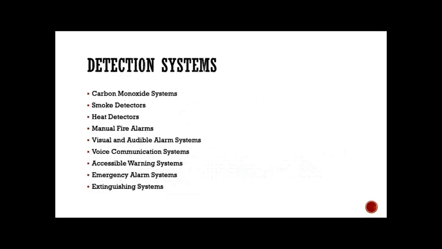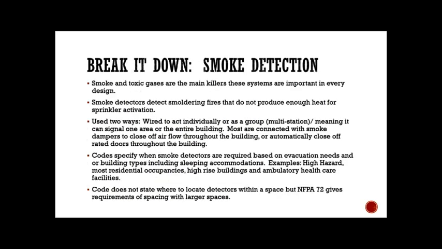So we have detection systems. They may be carbon monoxide systems, smoke detectors, heat detectors, manual fire alarms, visual and audible alarm systems, voice communication systems, accessible warning systems, emergency alarm systems, and extinguishing systems. We're not going to go over emergency alarm systems and extinguishing systems in this part. That will be in part 3. So let's break it down.